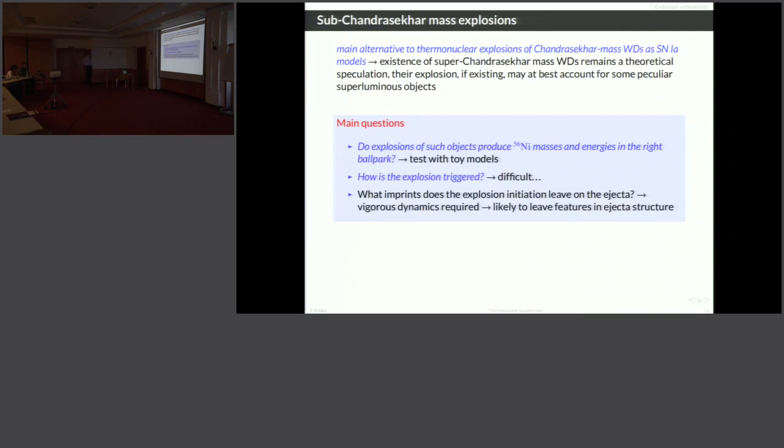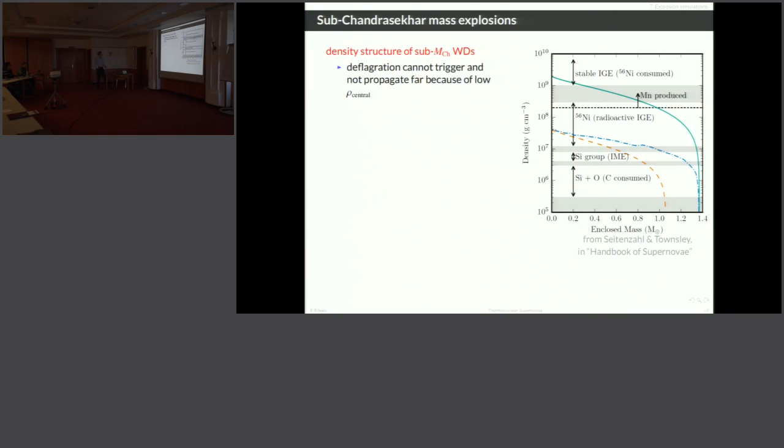The main questions here are: do explosions of such objects produce nickel-56 masses and energies in the right ballpark of normal type Ia supernovae? This can be tested easily with toy models, as I will show. Then the question is, how is the explosion actually triggered? This is difficult to determine. And in the end, we will see that a rather vigorous dynamics is required to trigger the burning of a sub-Chandra mass white dwarf, and this is likely to leave imprints on the ejecta structure that could be problematic for producing observables that are consistent with the observations.